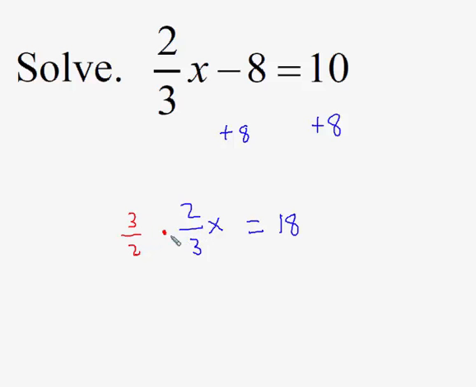If you multiply the left-hand side by 3/2, you must multiply the right-hand side by 3/2, and it may be helpful to think of 18 as a fraction as 18 over 1. Putting a 1 down there does not change the value of this expression.